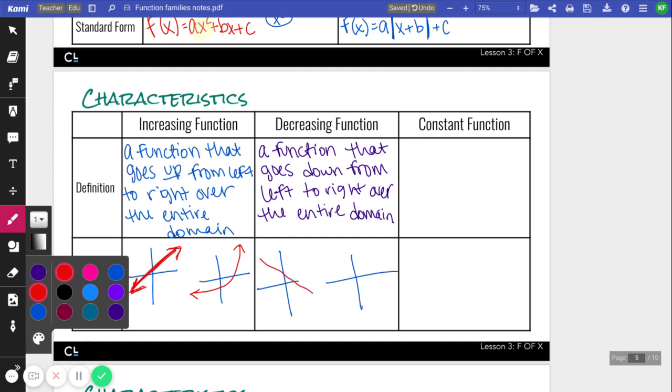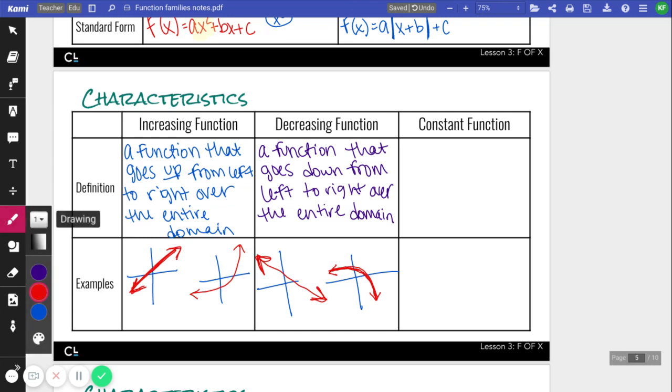A line that's decreasing would look like this. That has a negative slope. That's another way to think about it. And then a decreasing exponential function could be one that looks like this. As I drew it from left to right, it's going down, left to right.